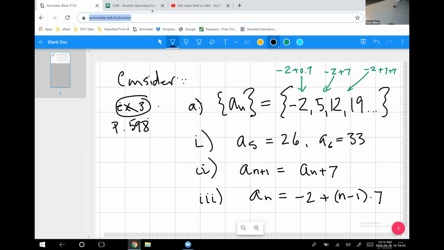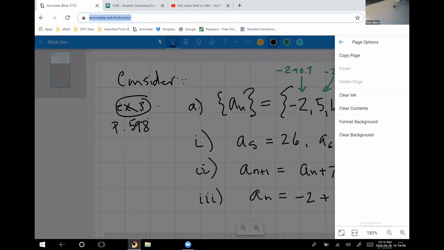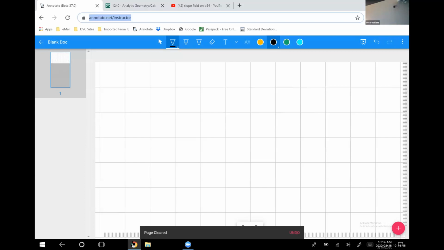So questions about that? Okay. So that was example 3 from the book. And we're trying to basically get used to the idea of working with a sequence of numbers, as well as the notation we would use when doing so.